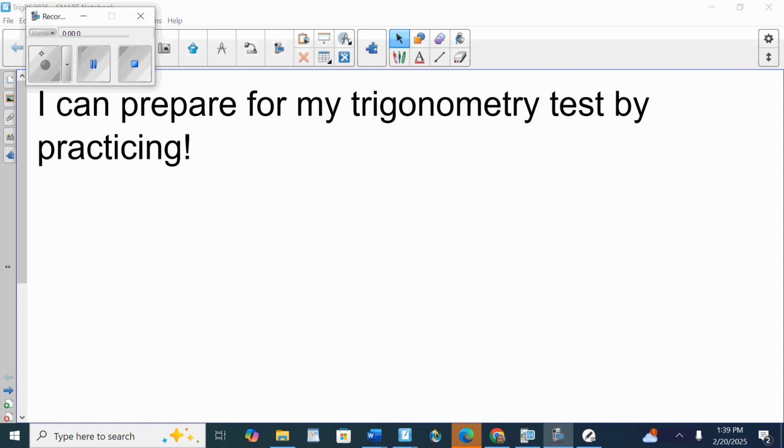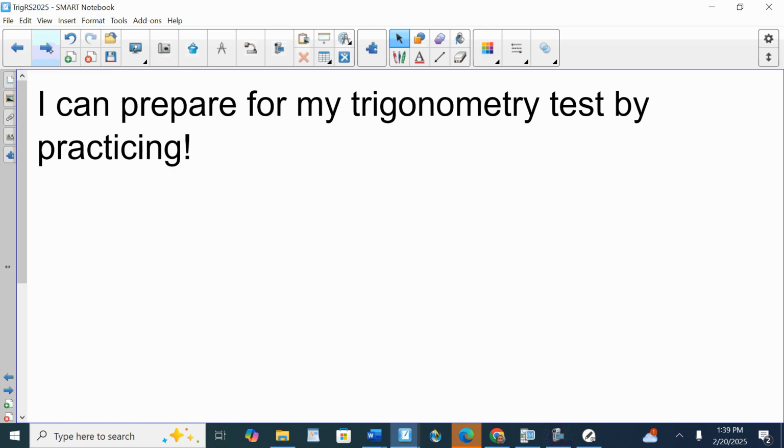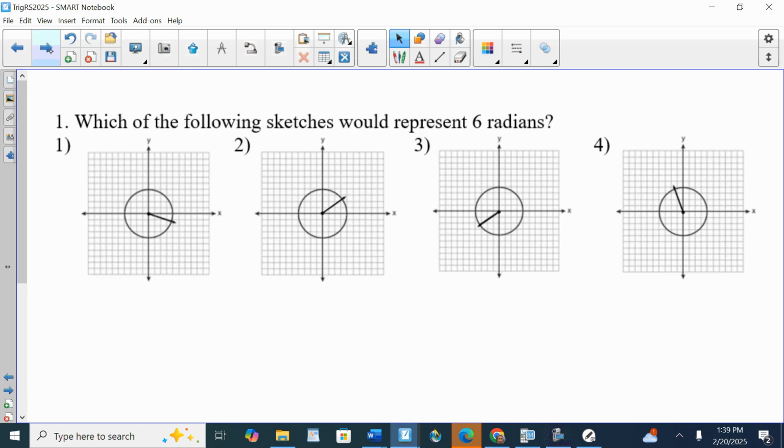Hello everybody. Today I can prepare for my trigonometry test by practicing. Let's get to it. Sketching radian angles.